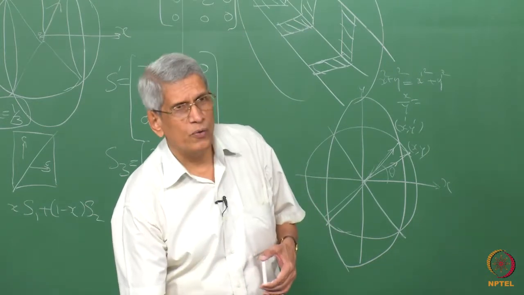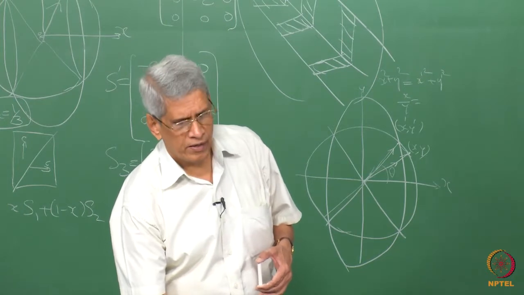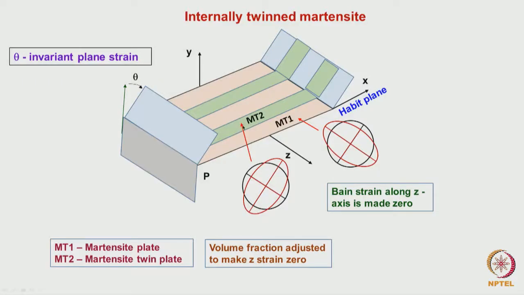And this is how, from this figure, one can understand how the strain in the Z direction, or the third direction, is being made zero. The same thing could be done by introducing some slip also. That is why in many of the samples we find a lot of dislocations within the laths. They are generated to accommodate the strain.